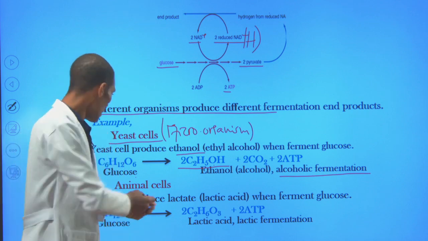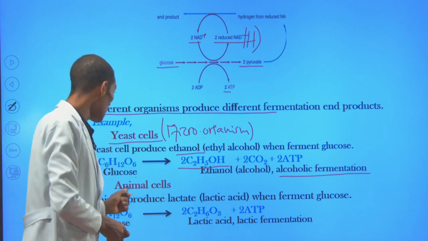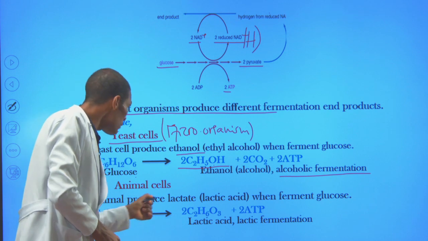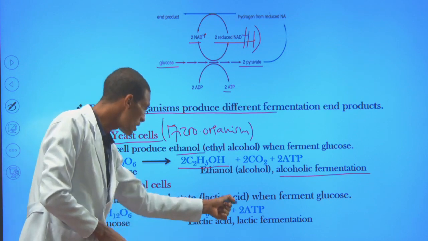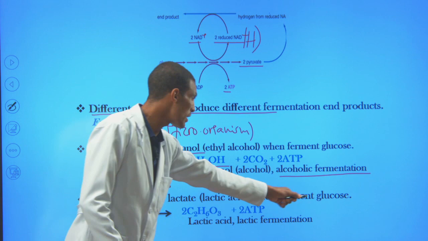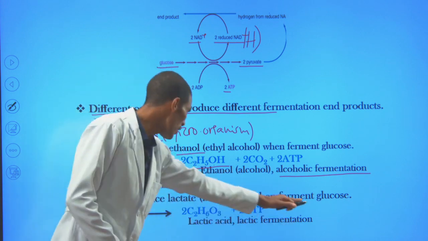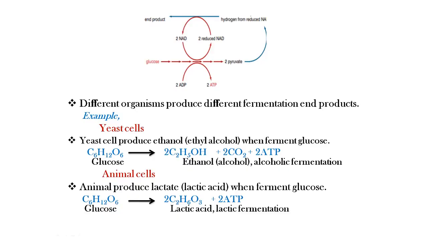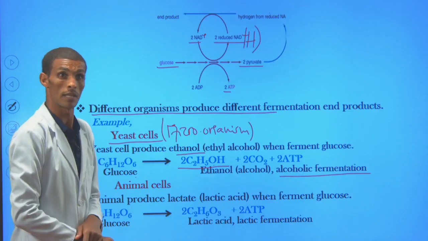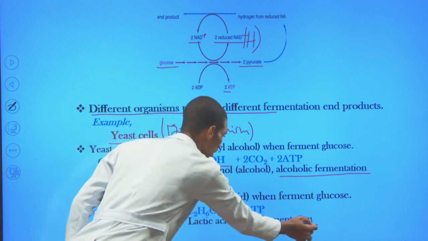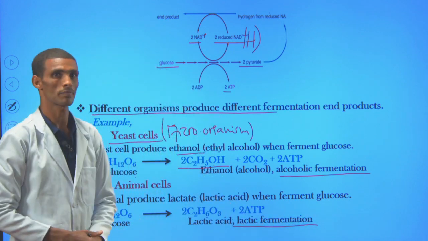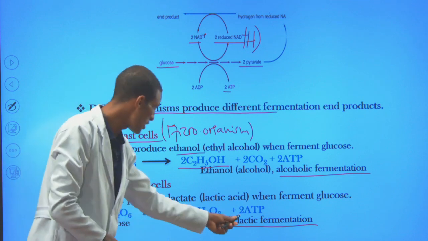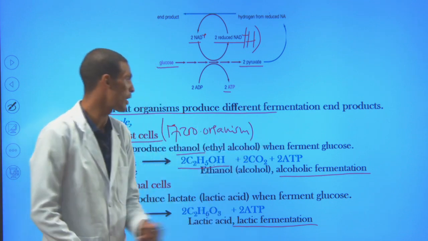In animal cells, animals produce lactate, which is considered lactic acid, when they ferment glucose. Upon fermentation of glucose, animals end with lactic acid. There is no carbon dioxide here. Glucose gives lactic acid, 2 ATP, 2 NAD. As a result, this type of respiration is said to be lactic fermentation. Lactic fermentation occurs in animals, whereas alcoholic fermentation occurs in microorganisms.